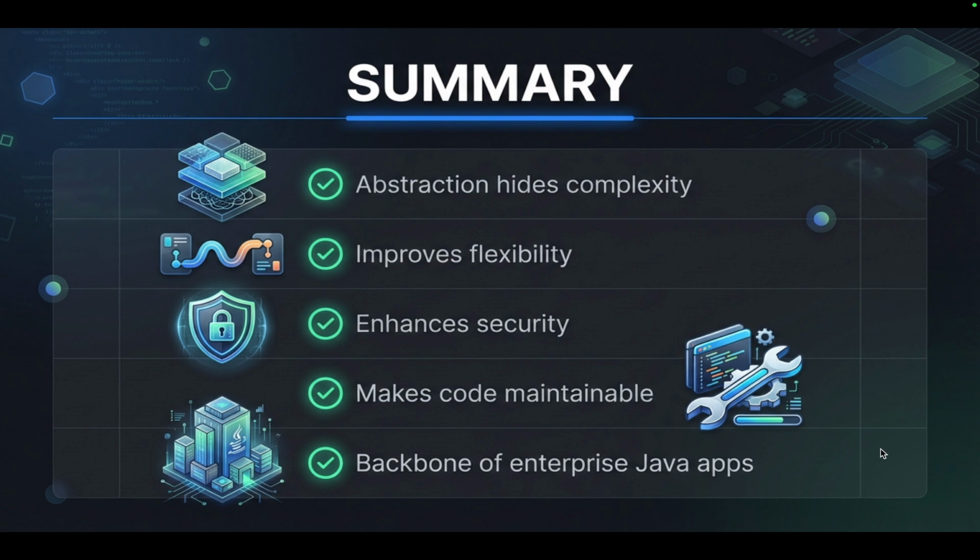Summary. Abstraction helps to hide complexity, improve security, improve flexibility, support scalability, and improve maintainability. It is one of the most important object-oriented programming pillars.